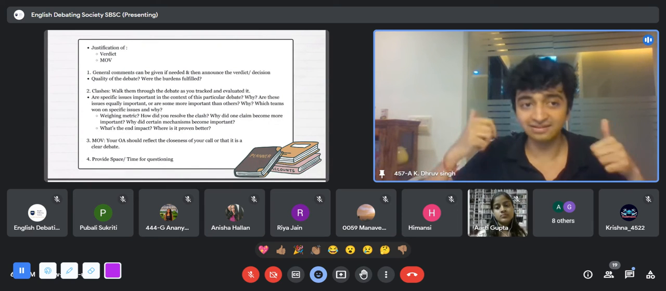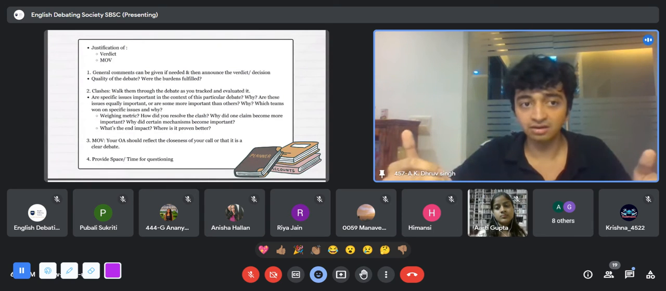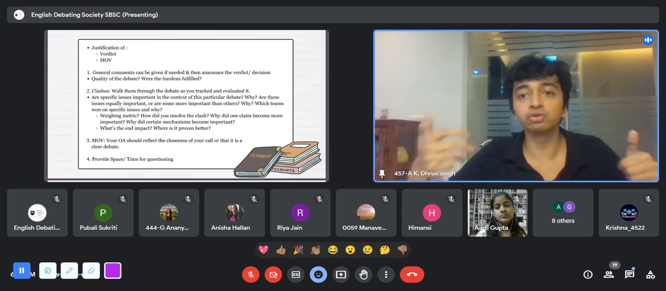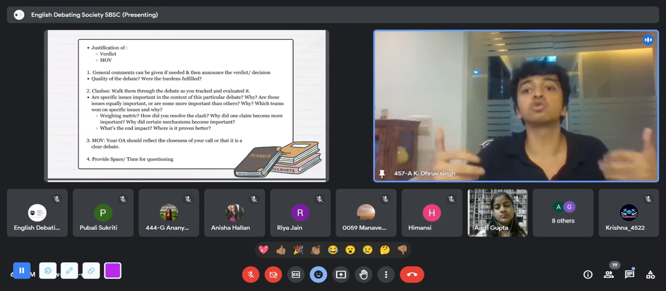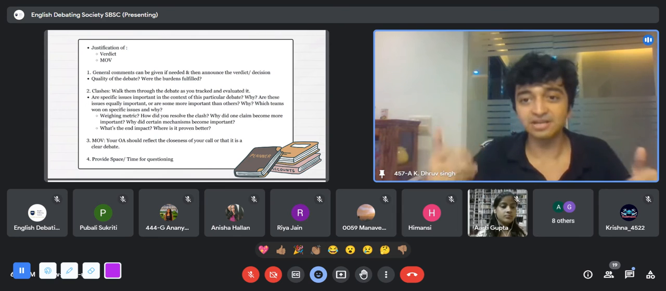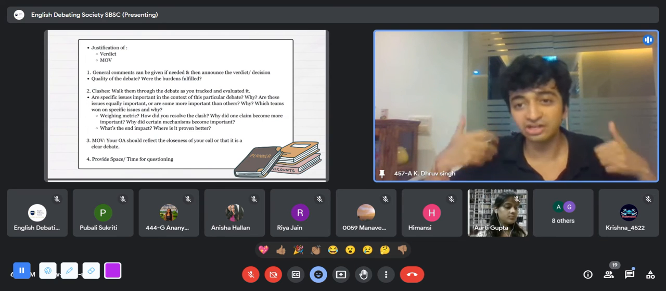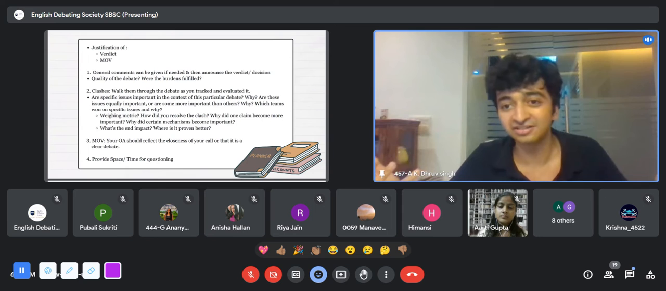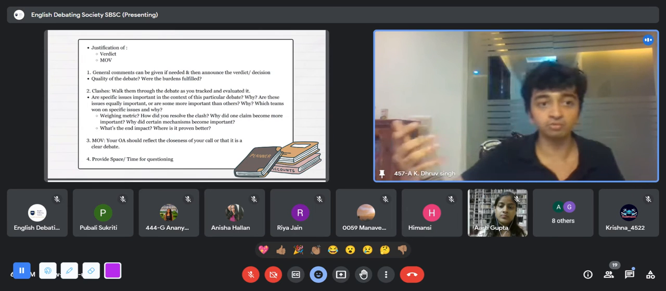So the number one thing that is important is announce the verdict at the start, and you can also announce the margin of victory if you thought it was close or very close or close to clear. Don't do that if it's thrashing, because that's probably not something that teams are going to like, and that's not something that you need to announce explicitly, that the debate was thrashing. So that's not something that's required from you.